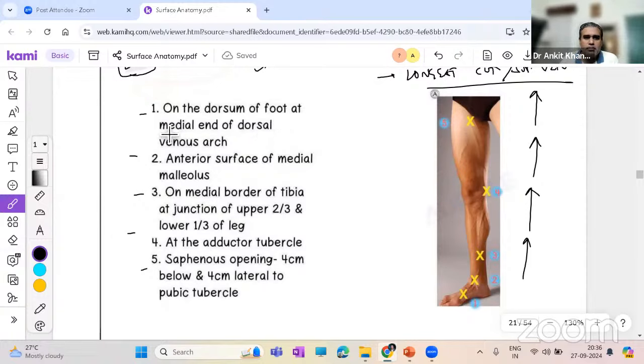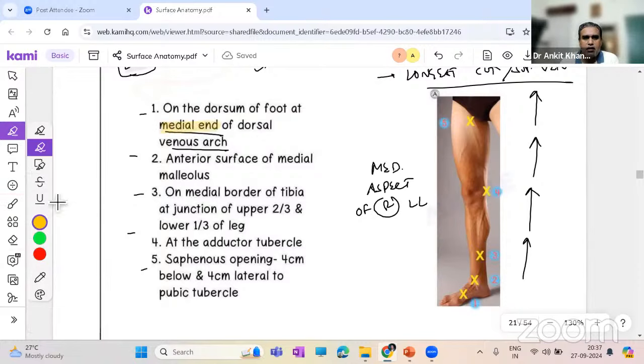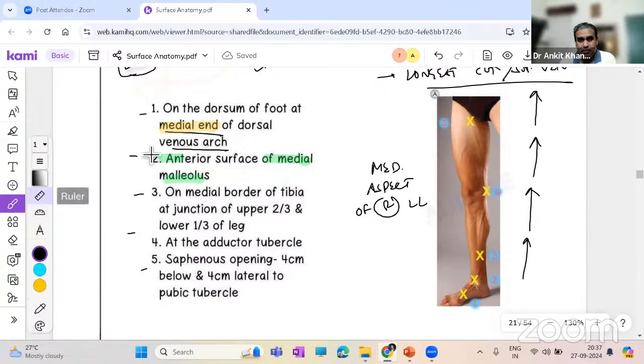On the dorsum of the foot at the medial end of the dorsal venous arch. Because in this image we are looking at the medial aspect of the right lower limb. So on the dorsum of the foot at the medial end of the dorsal venous arch is point number 1. The second point over here is the anterior surface of the medial malleolus. I'll tell you one very, very life-saving applied importance over here as well. Just in front of the medial malleolus.